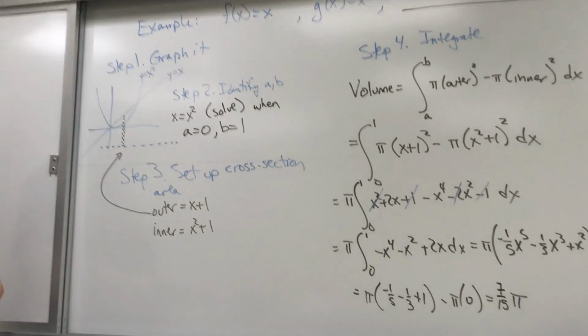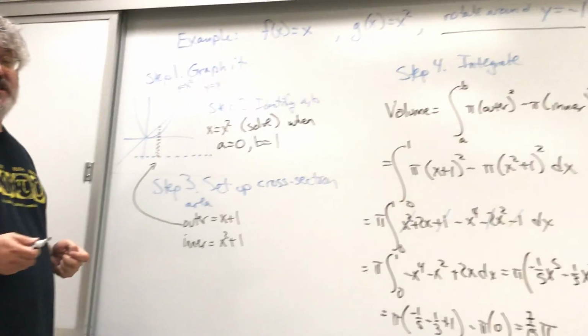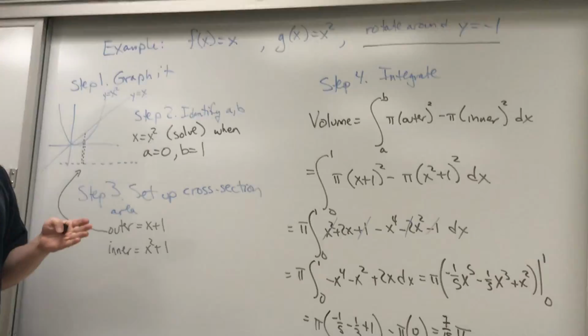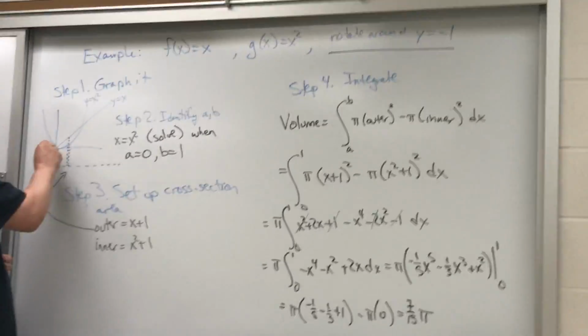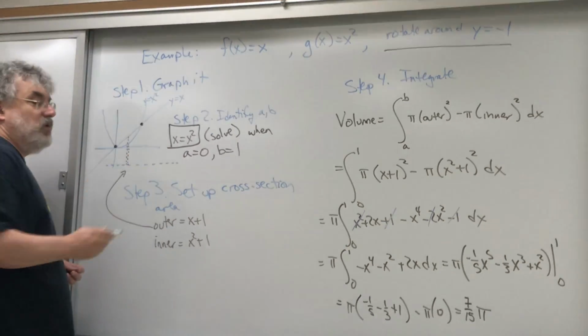Then the next step: often you're given the a and the b in the problem. But if you don't, you have to figure out where they are. Just like in section 6.1, sometimes we have to solve for those endpoints. The endpoints are where the curves intersect. So we solve where x equals x squared.